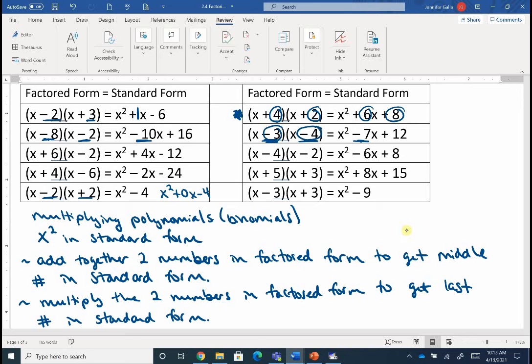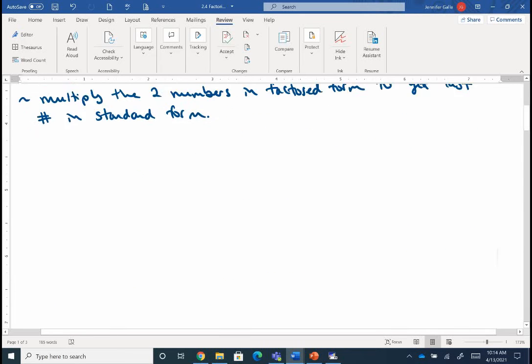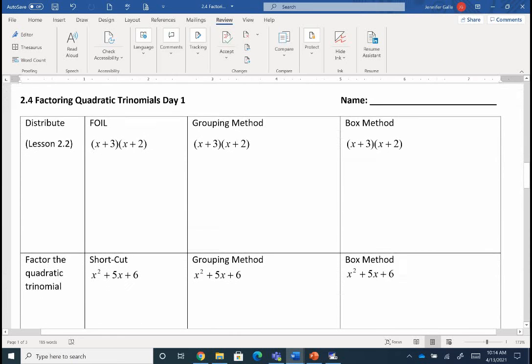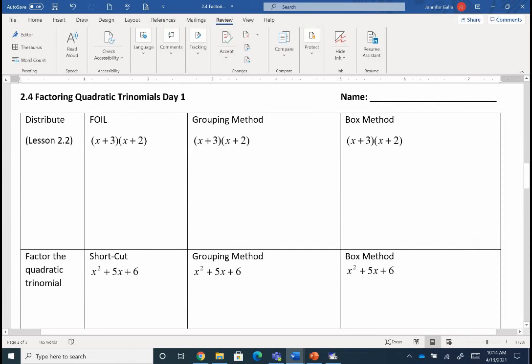-3 times -4 gives me +12. So those two patterns are going to make us going in reverse of the distributive property a lot easier. So let's go to the front side of our sheets and let's take a look at applying what we just saw there. Now, just like when we were doing our multiplying, our distributing, I have a couple different methods to show you, and you get your pick as always.